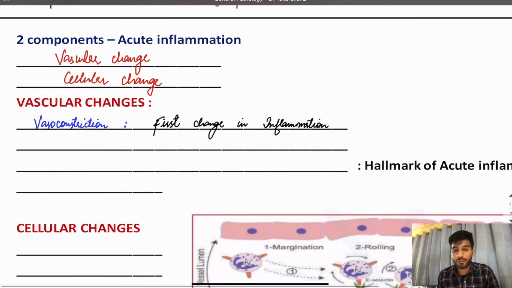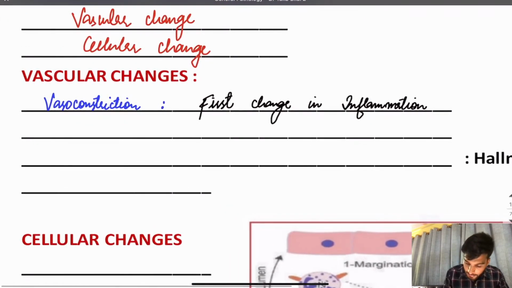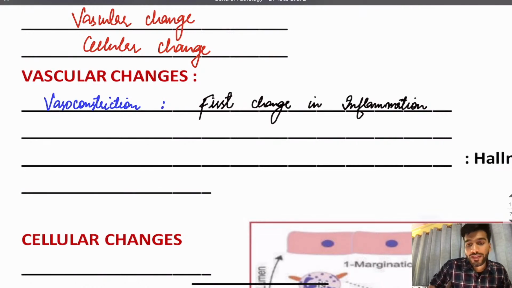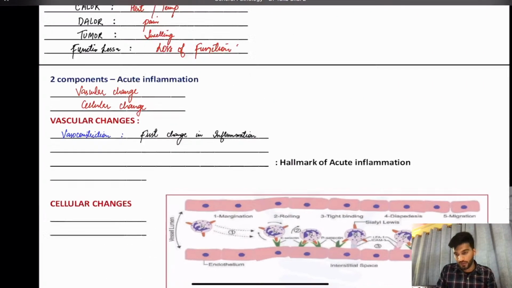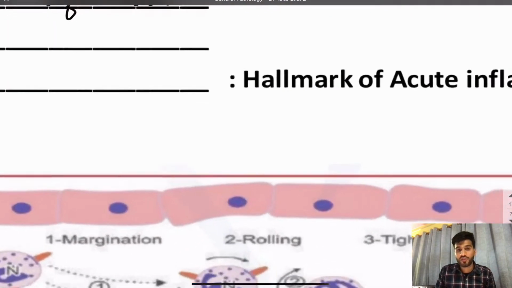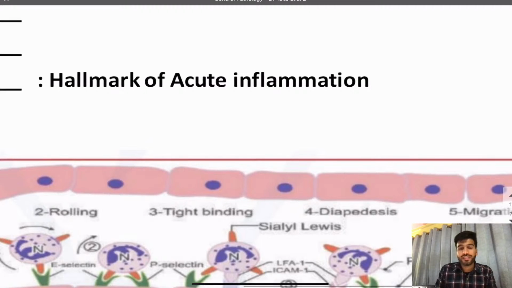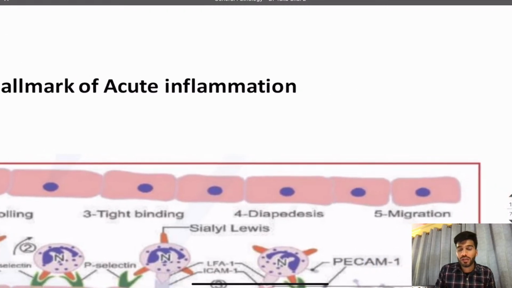Now keep your mind physically, mentally here, understand. Now starts the main topic. Where exactly the question will come from is the cellular change. We have to study the events: margination, rolling, tight binding, diapedesis, transmigration, or the migration.